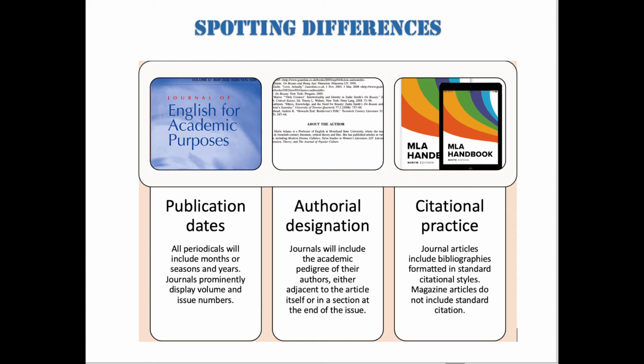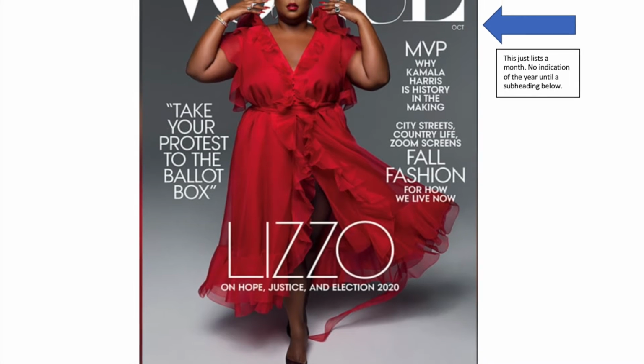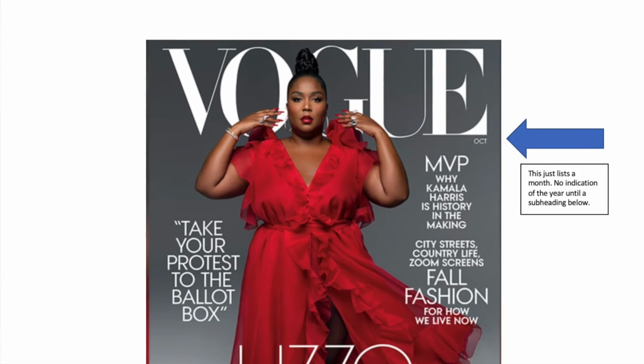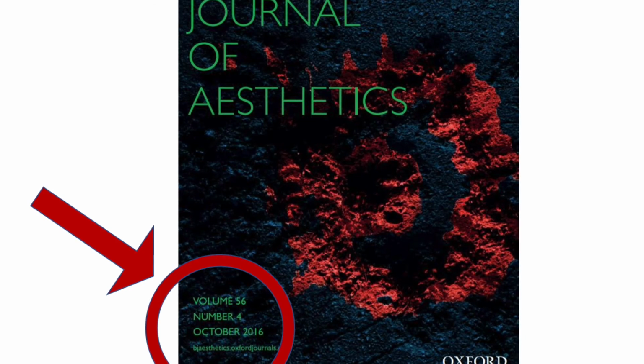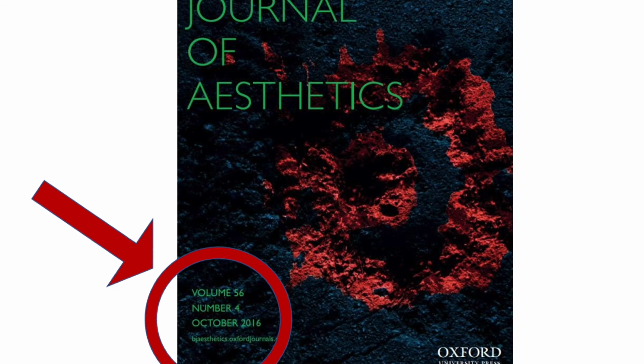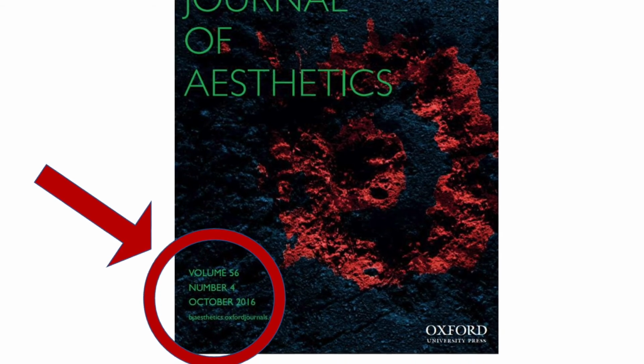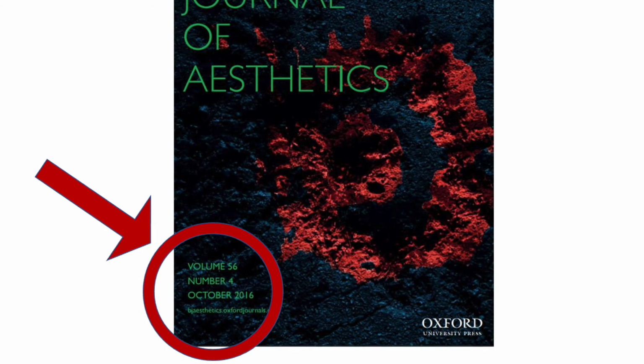So, how can you spot the difference between a journal and a magazine? Look at the ways that each periodical treats its publication dates, its authors, and its references. Look at the publication dates, which you can see on the front of print materials as well as in the database search entries. Magazines and journals will always have something like a month or a season and a year. Journals, though, are always going to prominently include a volume and an issue number as well.